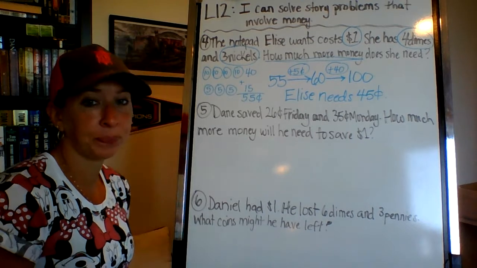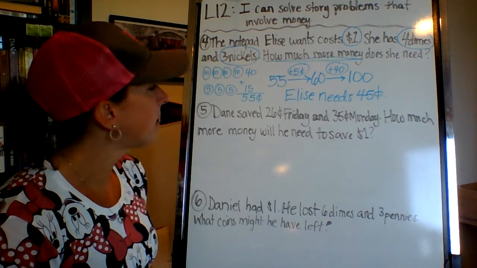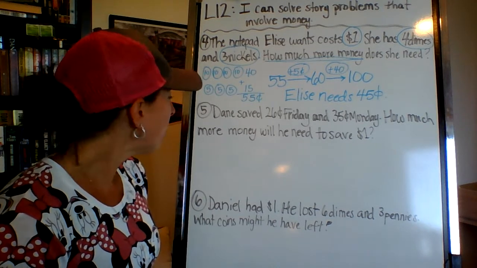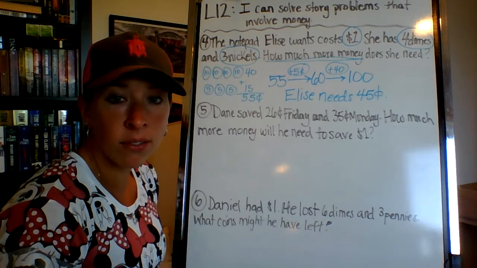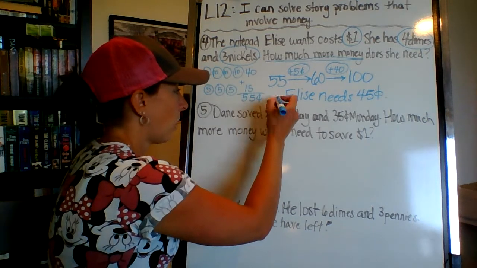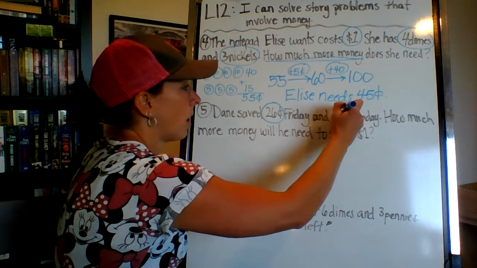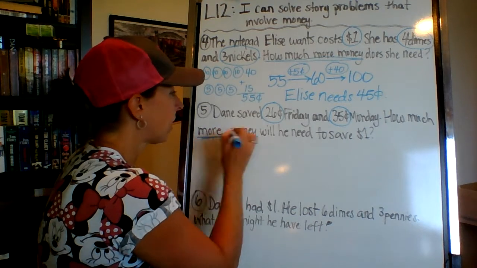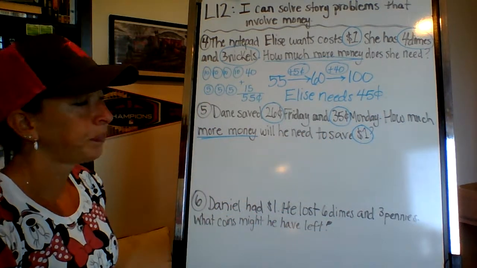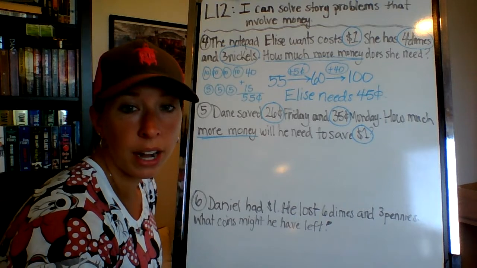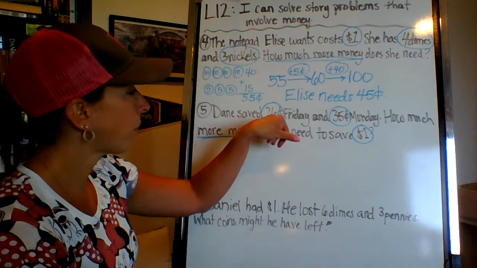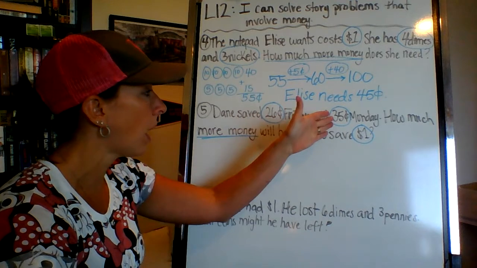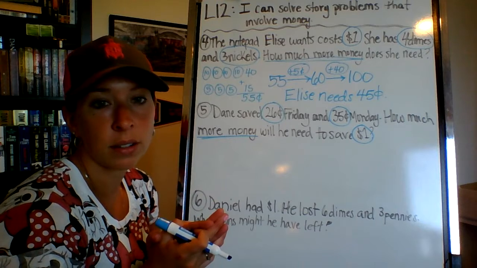Number 5. Dane saved 26 cents Friday and 35 cents Monday. How much more money will he need to save $1? So I got 26 cents. I've also got 35 cents, right? How much more money to get to $1? Now, before we can try to figure out how much more money he needs, we have to figure out, well, how much does he have so far? So he saved 26 Friday and 35 Monday.